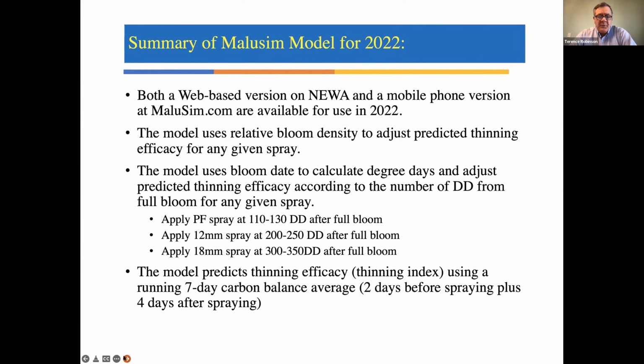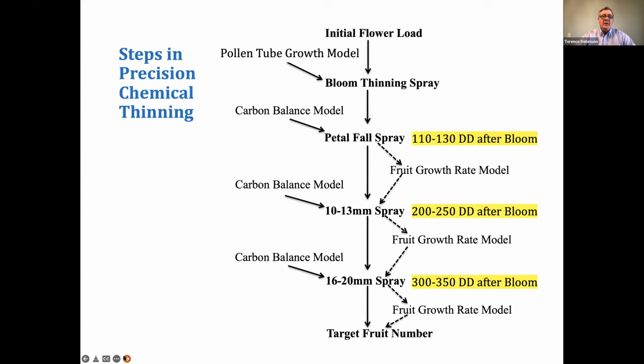Now the model also predicts thinning efficacy based upon 7 days: 2 days previous to the spraying and 4 days after the spraying, plus the day you spray. It's a complex formula, weighting the day you spray and the next 2 days after you spray higher than the 2 days before spraying or the last 2 days in this formula. So that's the basics of how the carbohydrate model works.